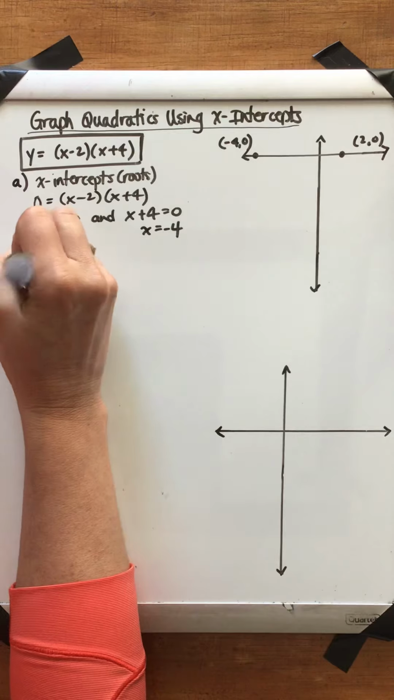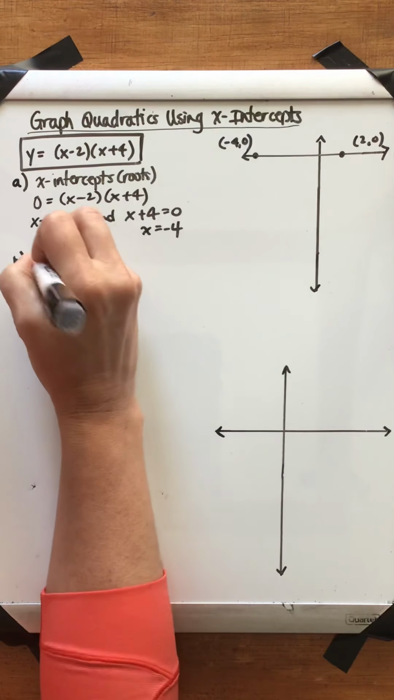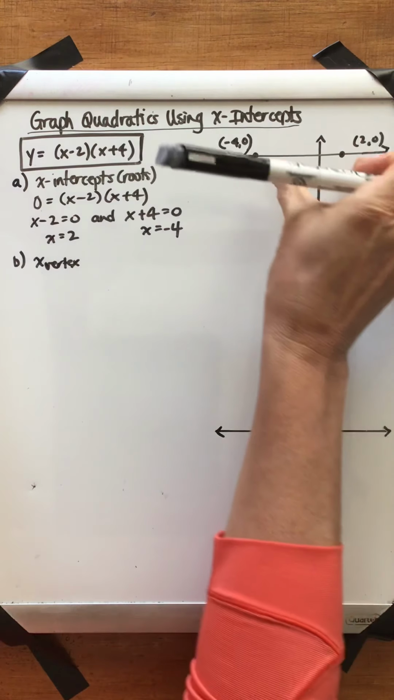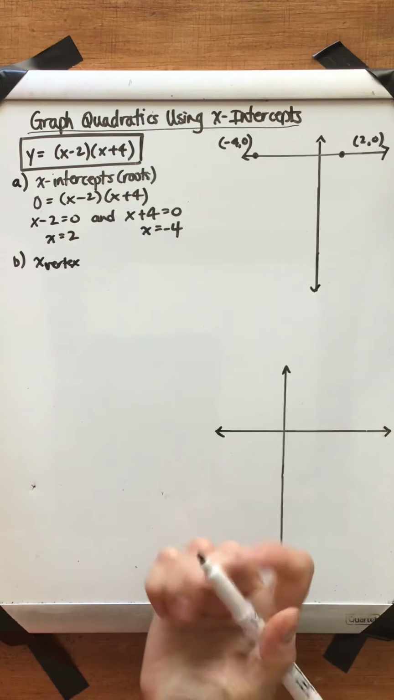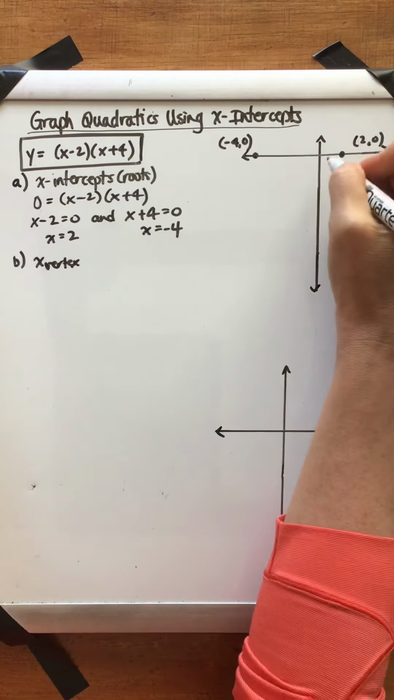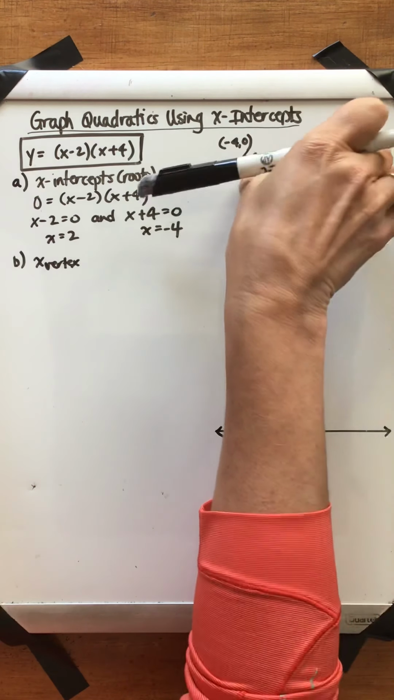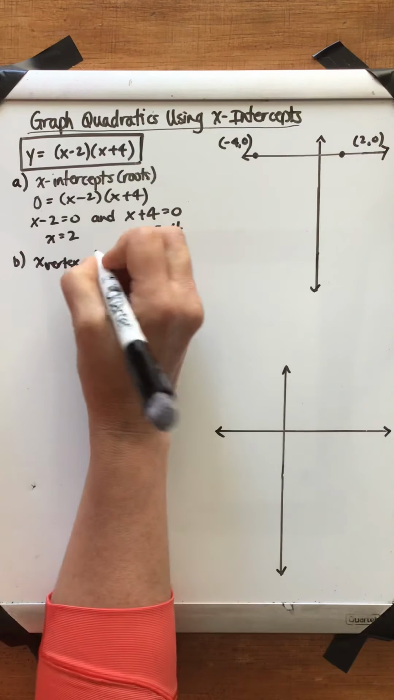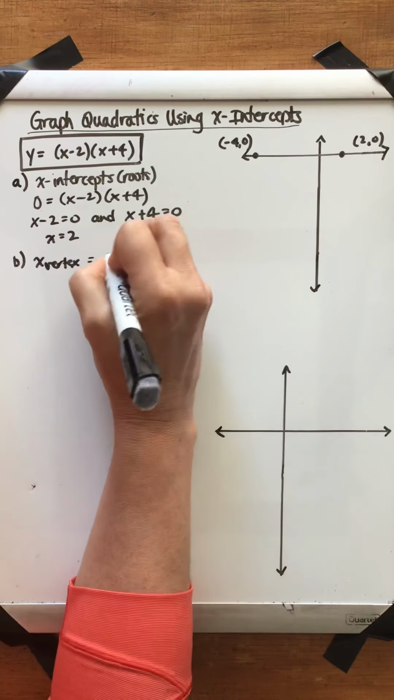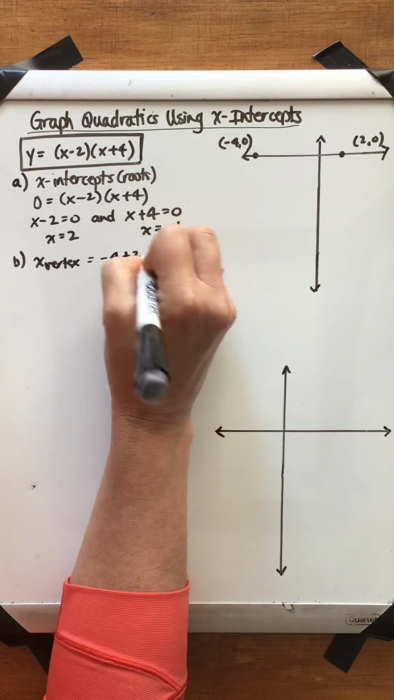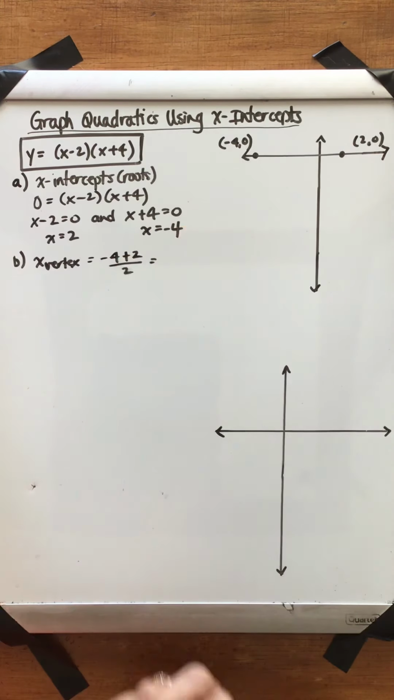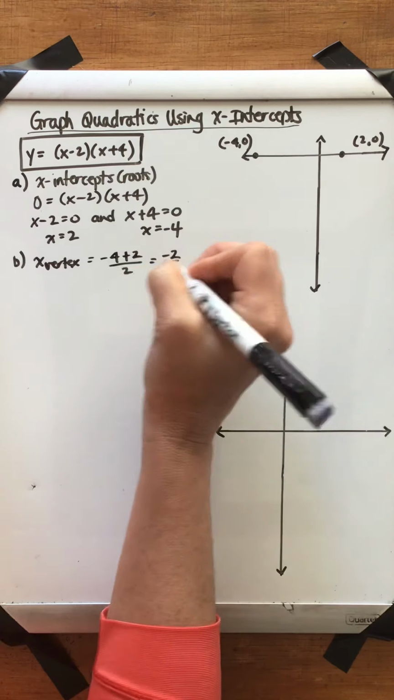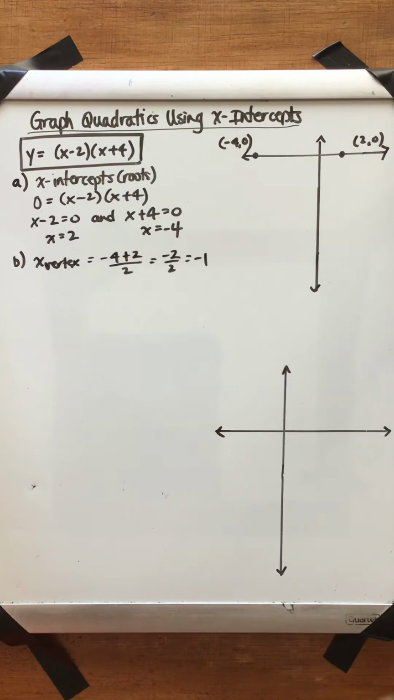Next, let's find the x-coordinate of the vertex. So x at the vertex, we know, is the midpoint value between our two intercepts. We can either leapfrog and count inward because they're nice integer counting numbers, or we can just always find the average. So I'm going to show how to find the average by adding the two values together and dividing by 2. We would get negative 2 over 2, which means the x value of the vertex is negative 1.